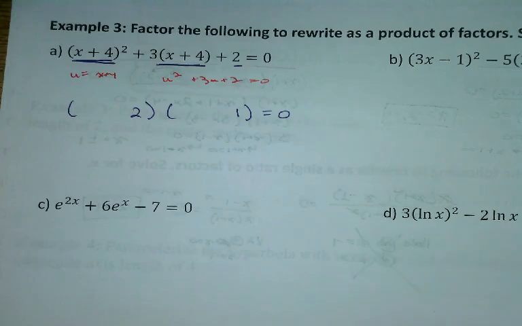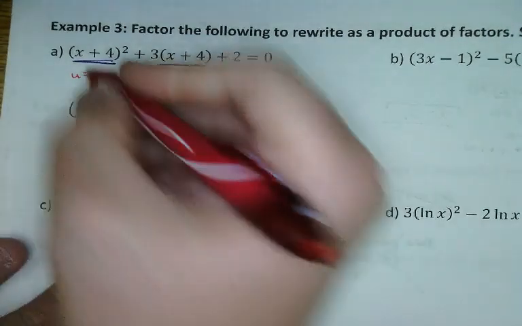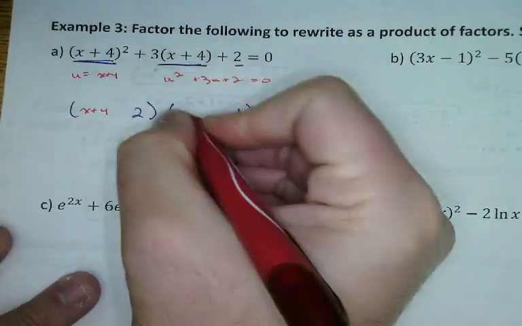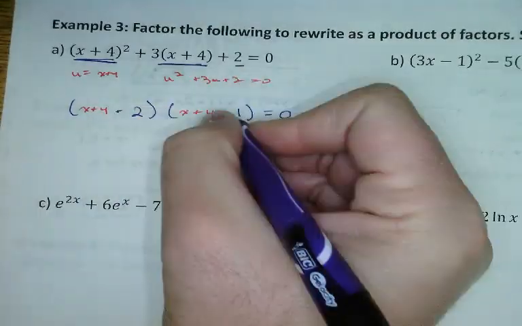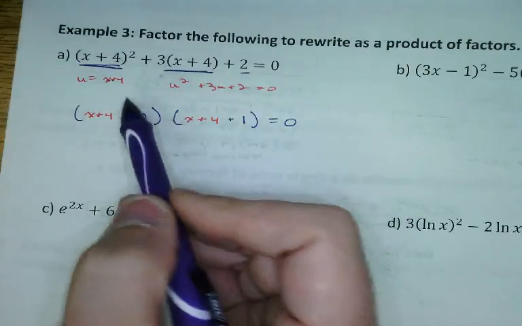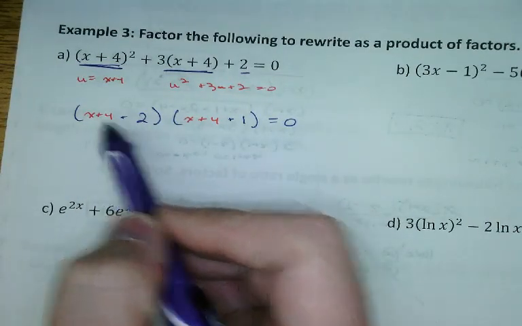Do you know what? I feel like I miscolored for you. We'll go x plus 4. Do you see how I did the u substitution, but instead of u, I just rewrote it as x plus 4?